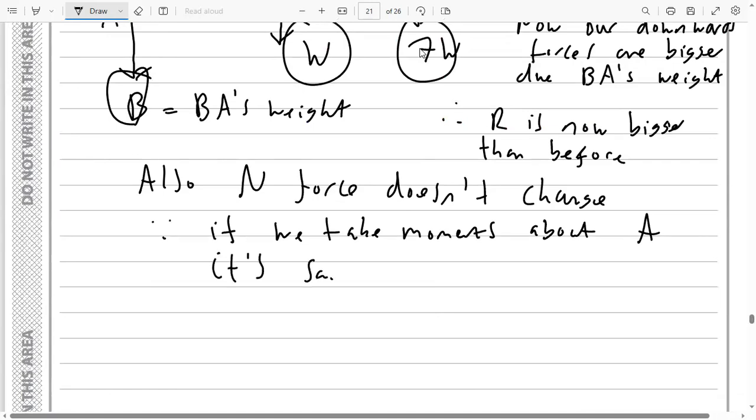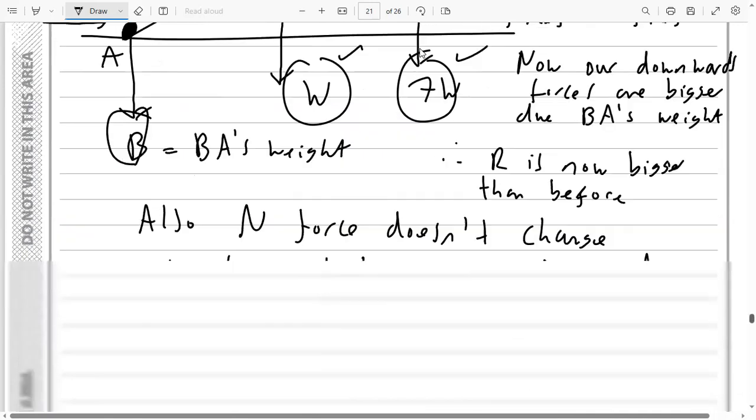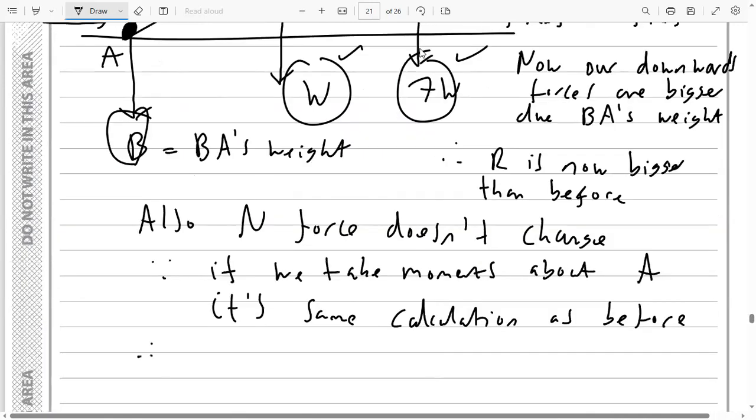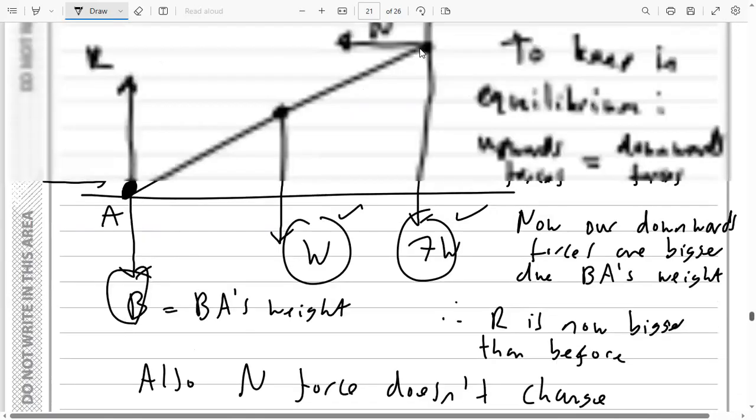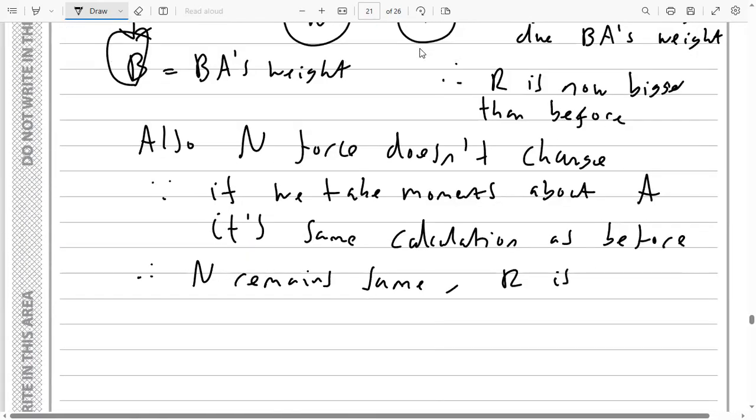So it's the same calculation as before. The calculation has not changed compared with before. So the N remains the same. Therefore, N remains the same. The R at the bottom, this reaction force, is now bigger. R is bigger.